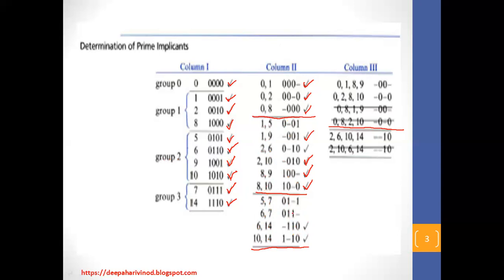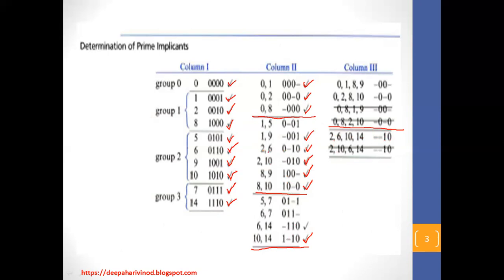2, 6 with 6, 7 cannot be done. 2, 6 with 6, 14 cannot be done, and 2, 6 with 10, 14 can be done. Check, first bit changes over here, and the rest of the bits are the same. So put a tick mark for 2, 6 and 10, 14. 2, 6, 10, 14 is dash dash 1, 0.